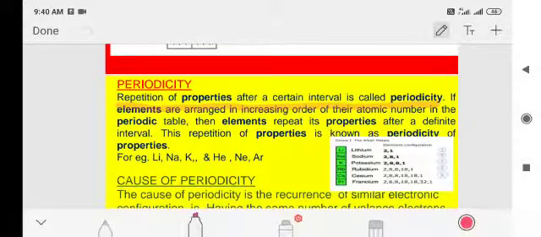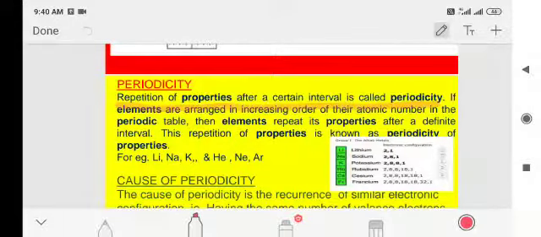Periodicity I already defined. It's a repetition of property after a certain interval. Just to continue reading: if elements are arranged in the increasing order of their atomic number in the periodic table, then elements repeat their properties after a definite interval. This repetition of properties is known as periodicity. I've just given you an explanation. That's all. You must learn that first line by heart from the examination point of view.